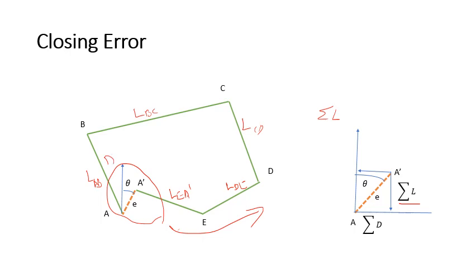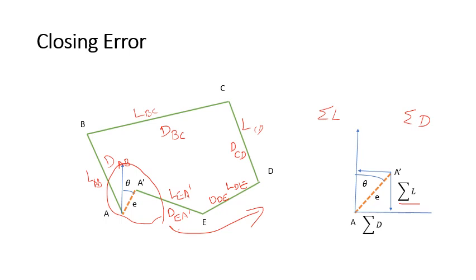Similarly, you can calculate the departure of line AB, departure of line BC, departure of line CD, departure of line DE, departure of line EA dash. Whatever survey lines we have, you can add all the departures together and get sigma departure. If that becomes 0, then there is no error in that direction, right? So the latitude, the vertical component of this error term, will be sigma L. The horizontal component of the error term will be sigma D.